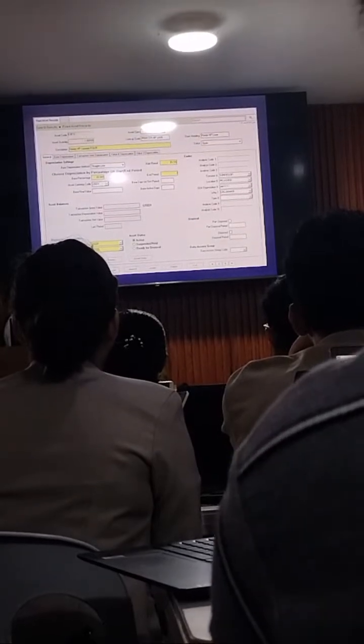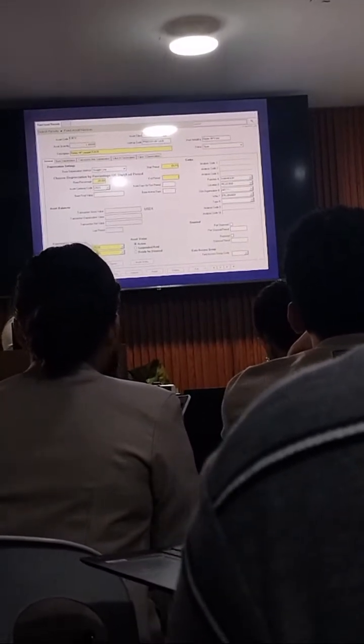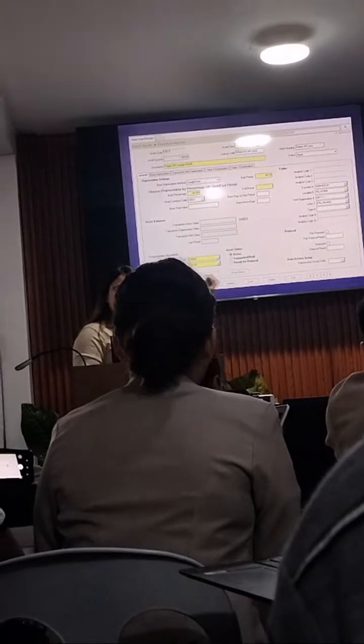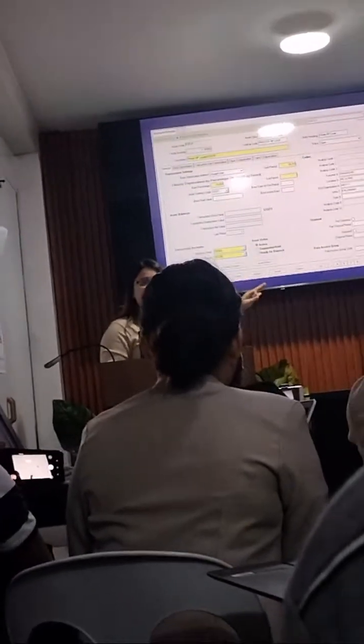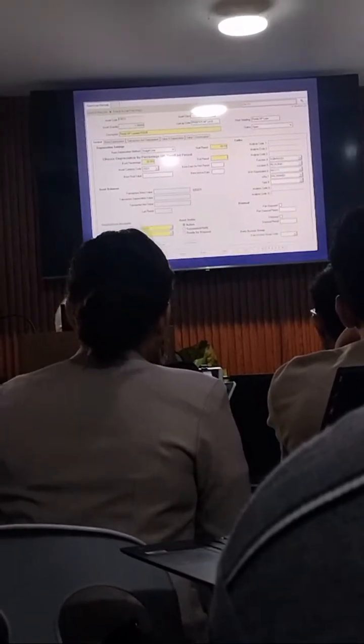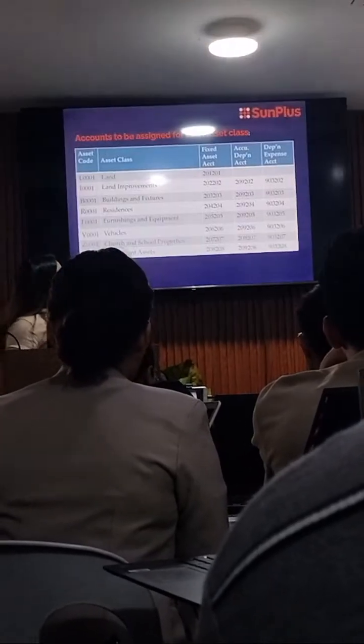So the balance sheet here is your accumulated depreciation account. The profit and loss here is your depreciation expense account. Every class of the asset, equipment, non-improvement, building, they have corresponding depreciation expense and accumulated depreciation accounts. So let me show you what they are.